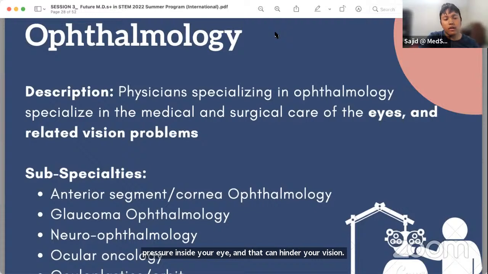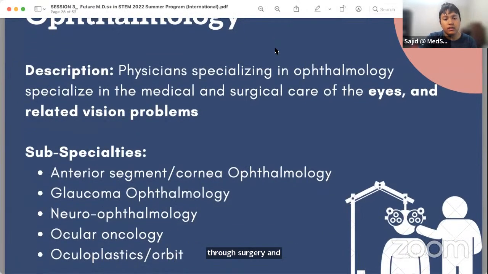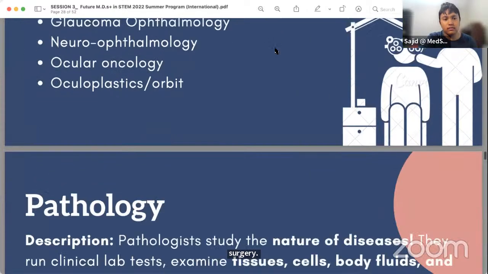And then you have neuro-ophthalmology, because you have the optic nerve go inside your brain, so it deals with that. And then you have ocular oncology. You can have eye cancer, where sometimes you'll have to take out your eye through surgery. And yeah, next slide, please.